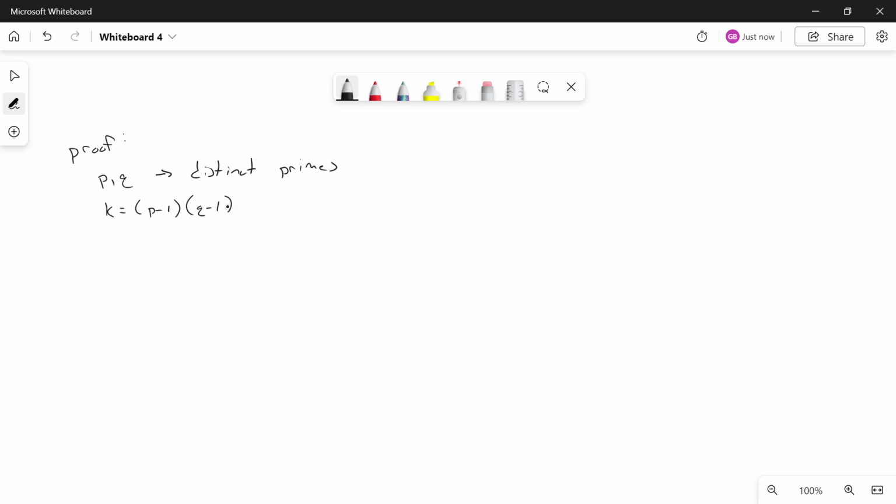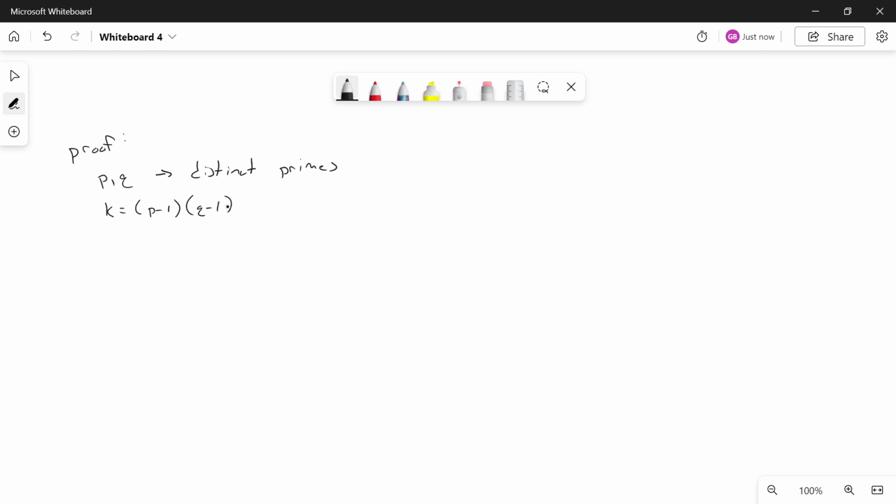Now notice what K is going to be. I have a prime, I subtract 1, another prime, subtract 1. I now have two even integers. I multiply them together. I get something that is even, so it's definitely not a prime. So the product of the two give me K. K is not prime.